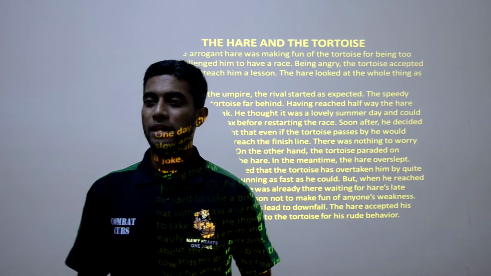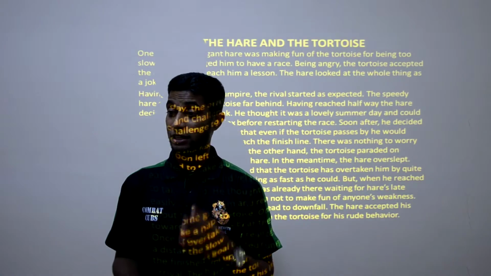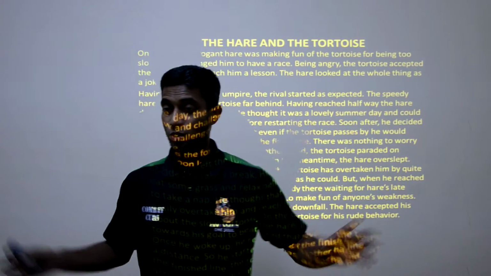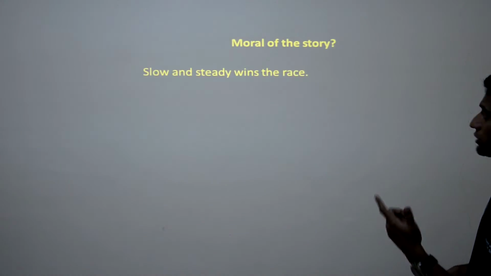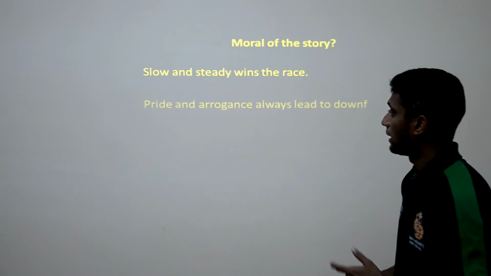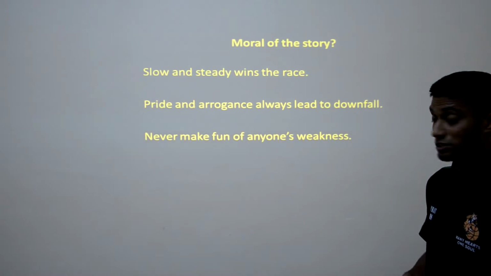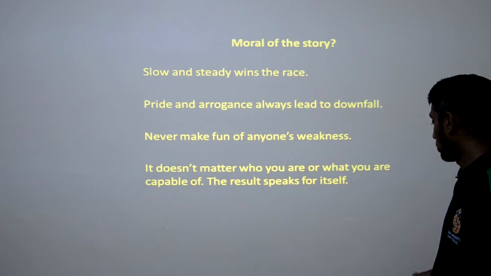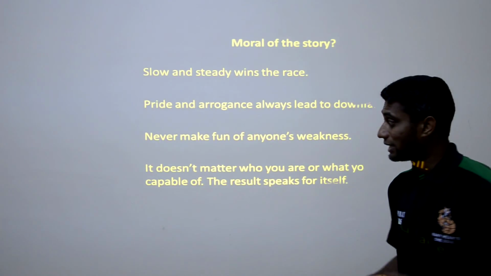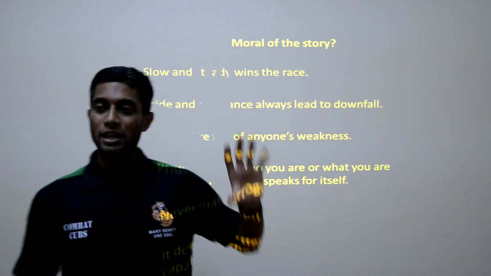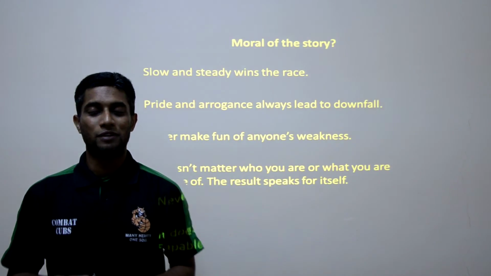Now, see, as I see, all of you have come up with different moral lessons. That's really, really interesting. So this is a whole compilation of the morals. The first one was slow and steady wins the race. That's good. Pride and arrogance always lead to downfall. Never make fun of anyone's weakness. It doesn't matter who you are or what you are capable of, the result speaks for itself. And that's really interesting to see how you think. So now if you have that story ending with any of these morals, that makes the story very interesting.